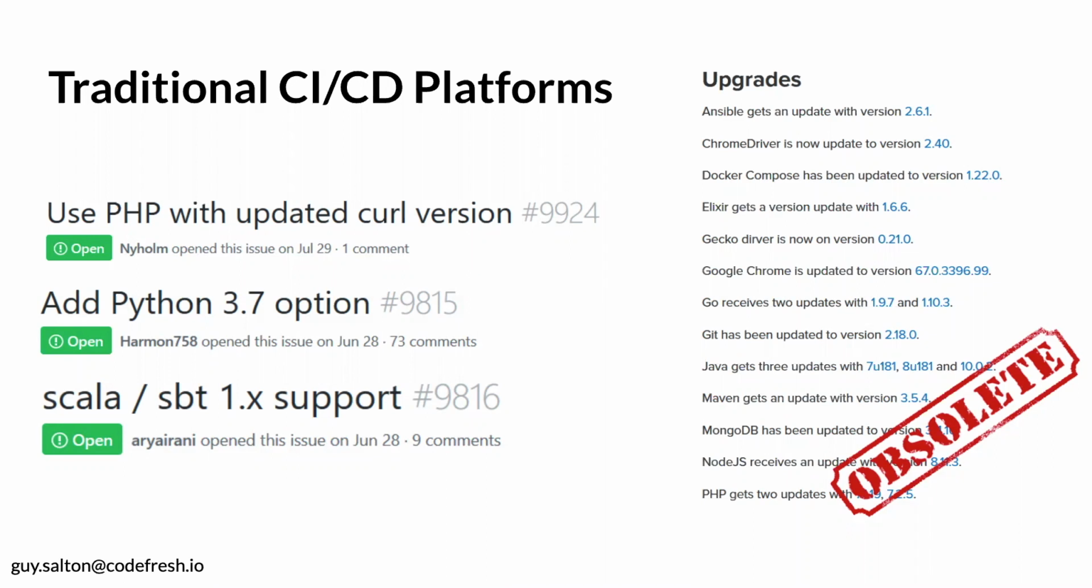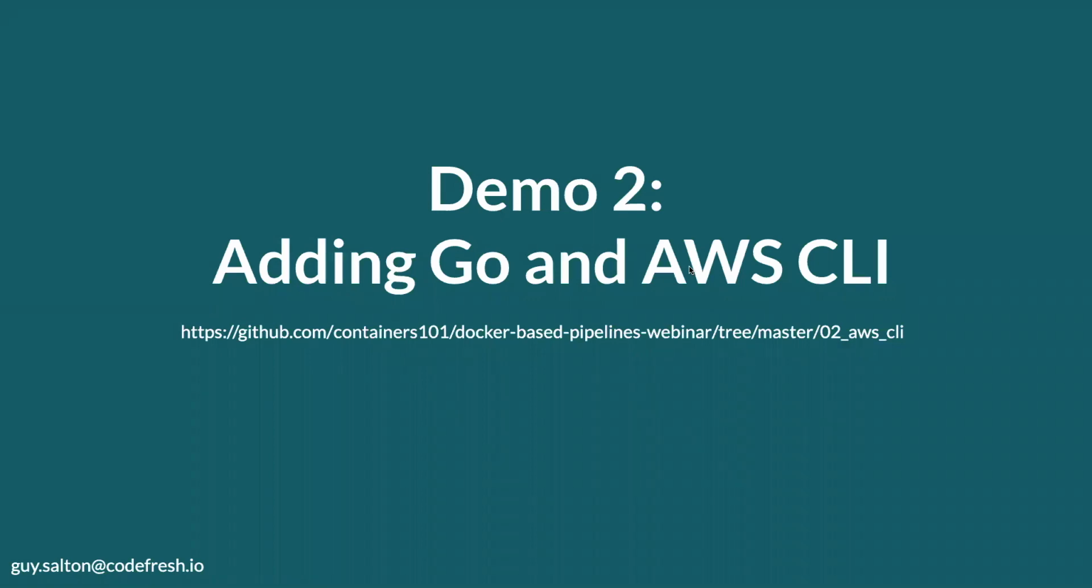What you see here on the screen is a real screenshot of a traditional VM-based platform, and you see real tickets of users. They say, I want to add Python 3.7, for example, or I want to add support for this version of Scala or SBT. And on the right-hand side, you see upgrades of the platform. What kind of upgrades? For example, adding a new version of Chrome driver, or upgrading Ansible to a different version. All of this is now obsolete because you are using Docker.